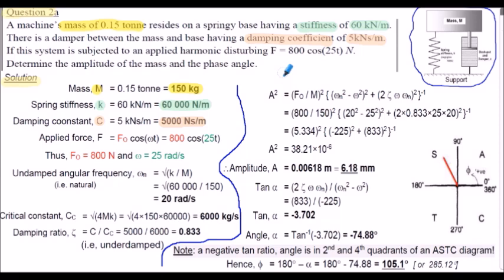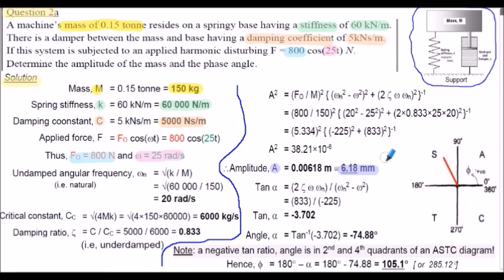The harmonic disturbing force F is stated here as 800 cos 25t. So again, that's in the format of F is equal to F0 cos omega t. So the F0 in this case is 800 newtons and the omega is 25 radians per second. Same solution sequence as before. Calculating the amplitude, it's 6.18 millimeters. I think the answer stated in the original question was to 1 decimal place.